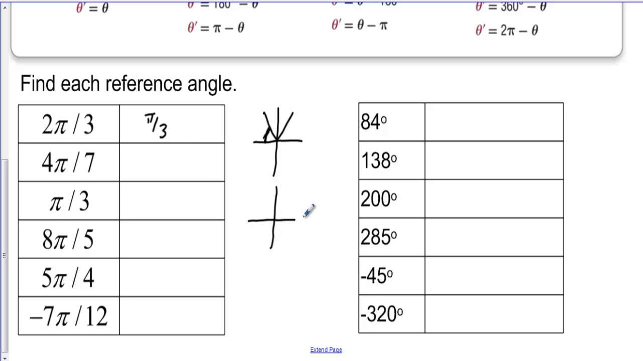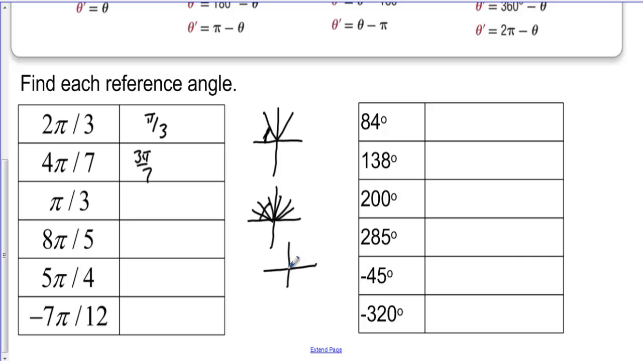4 pi over 7. So we'd have to cut pi into 1, 2, 3, 4, 5, 6, and 7 sevenths. So we have 1, 2, 3, 4. That's just 1/7 past pi over 2. So it'd take 1, 2, 3 sevenths to get to the closest x-axis. So the reference angle is 3 pi over 7.